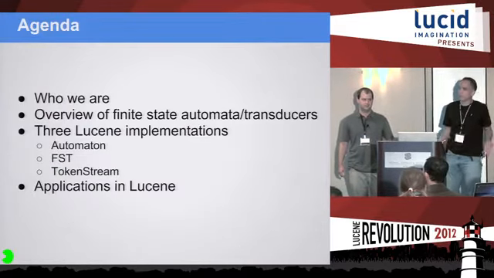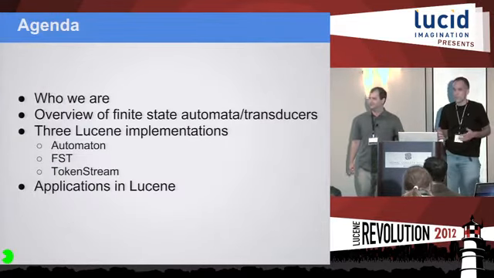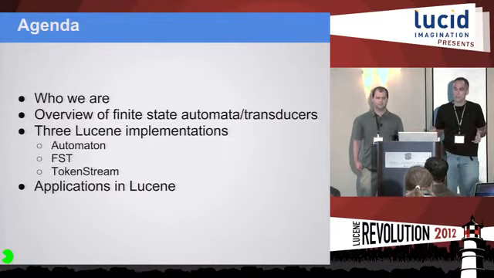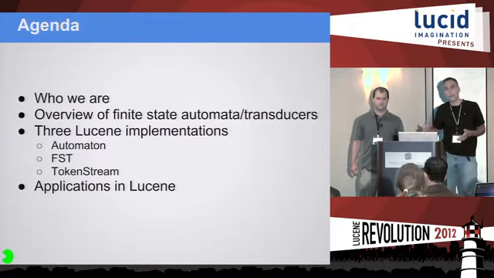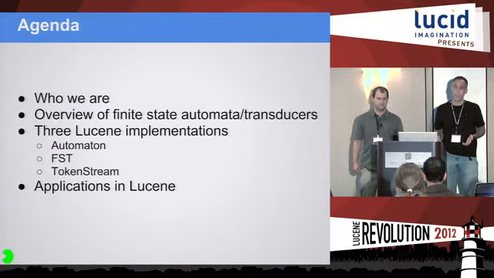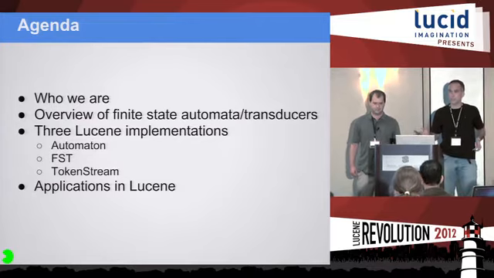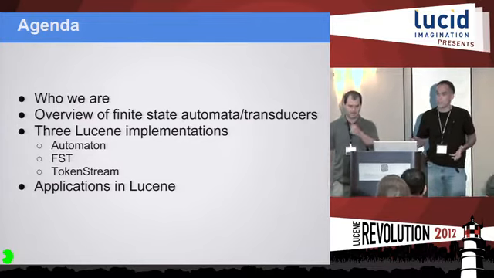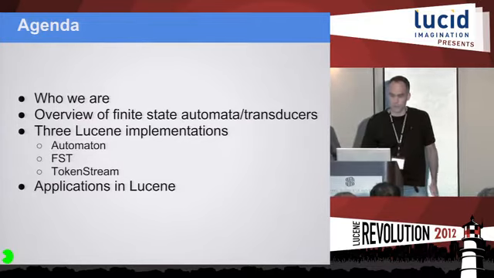Here's a quick outline. We'll introduce ourselves quickly. Then we'll give an overview of what finite state technology is at a theoretical level. Then we'll talk about the 3 implementations that we have in Lucene's base APIs that provide support for this technology. And finally, we'll spend most of our time touching on some of the applications in Lucene that have made use of finite state technology and the benefits we've seen from that.